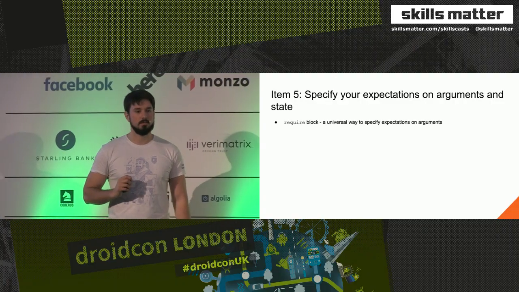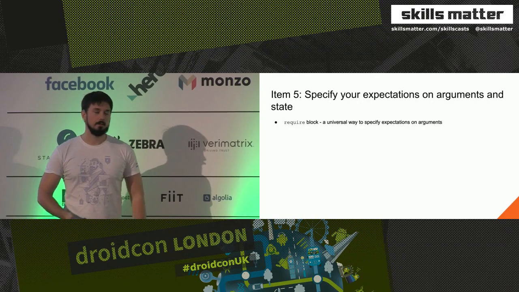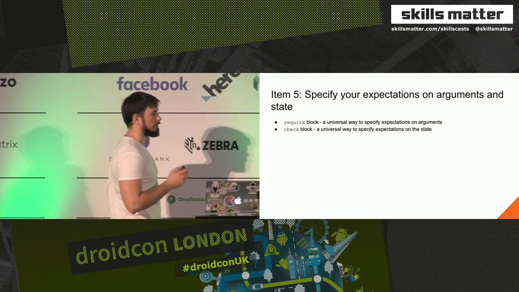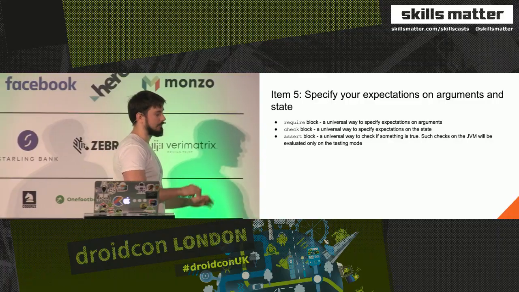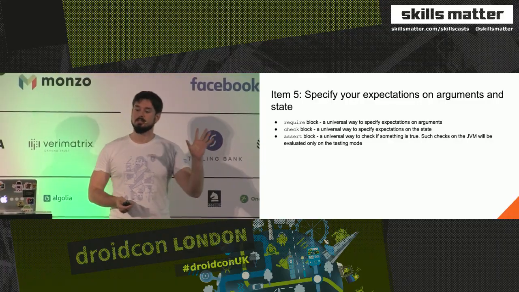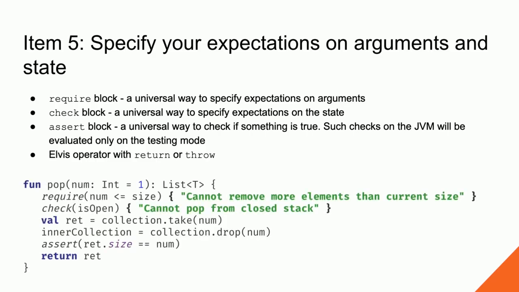Require is a universal way to specify expectations on arguments. Check is a universal way to specify expectations on state, and assert is checking something. You probably know it from unit tests. Plus, we have some other mechanisms like the Elvis operator with return and throw. It's a very clear and also useful way to specify some expectations on lack of nullability. You can see them used in this function.